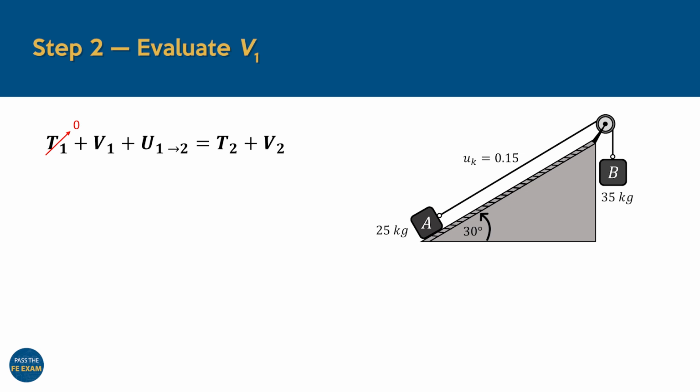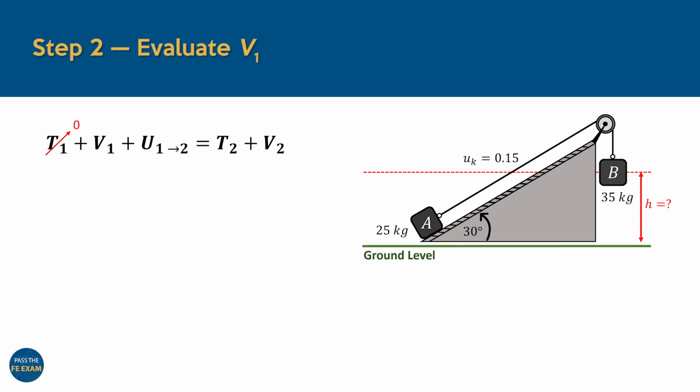Block B is hanging vertically, and its potential energy is determined by its height. The higher it is, the more gravitational potential energy it has. Similarly, block A on the inclined plane also has a potential energy based on its relative height to the ground. But how can we specify the height of each block relative to the ground if we have no idea how far the ground is situated from our system?